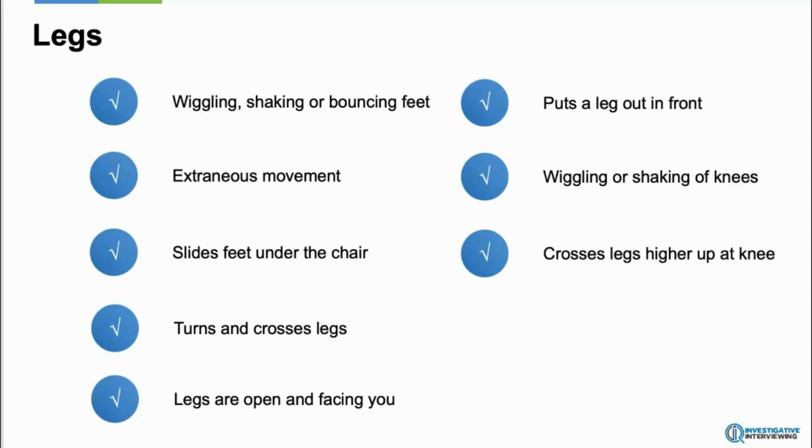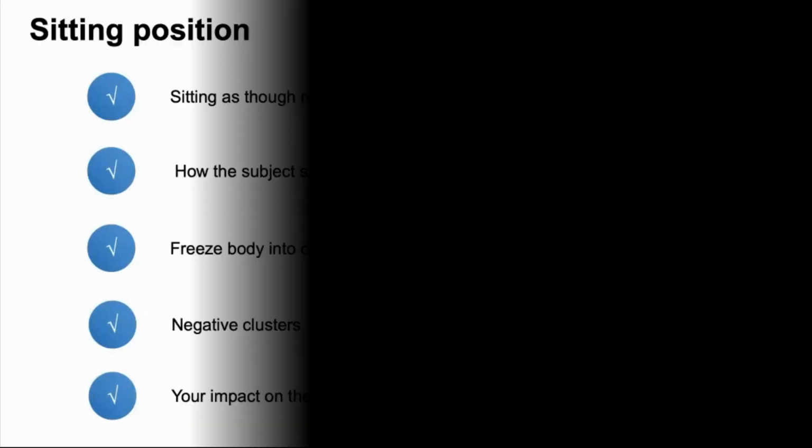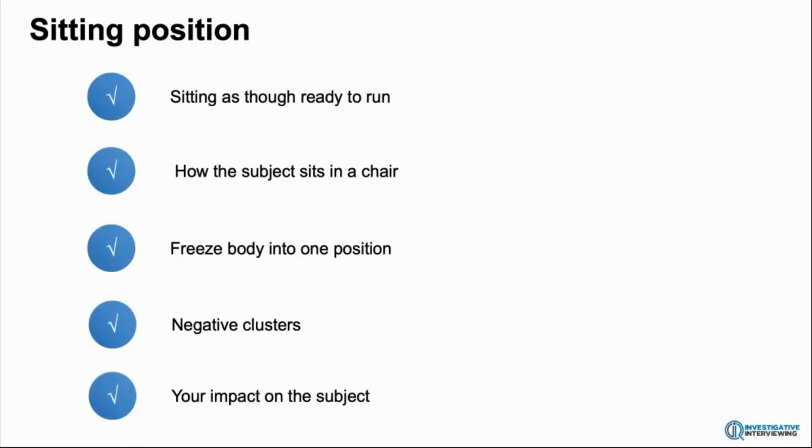If the person crosses their legs higher up at the knees, this is more of a defensive posture and sort of a way of protecting the abdominal region. This is opposed to a person who crosses their legs at the ankle. That's more of a relaxed state. Sitting position, like legs, is another thing that people don't usually pay a lot of attention to as far as how they control their behavior. But there's some very interesting behaviors that you will note here.